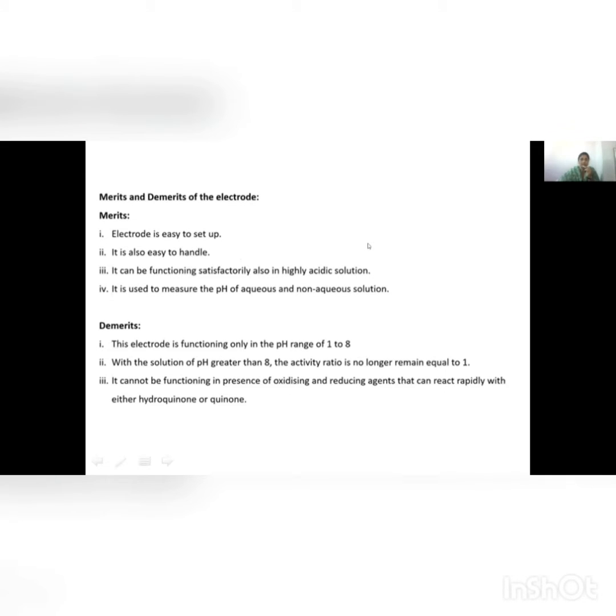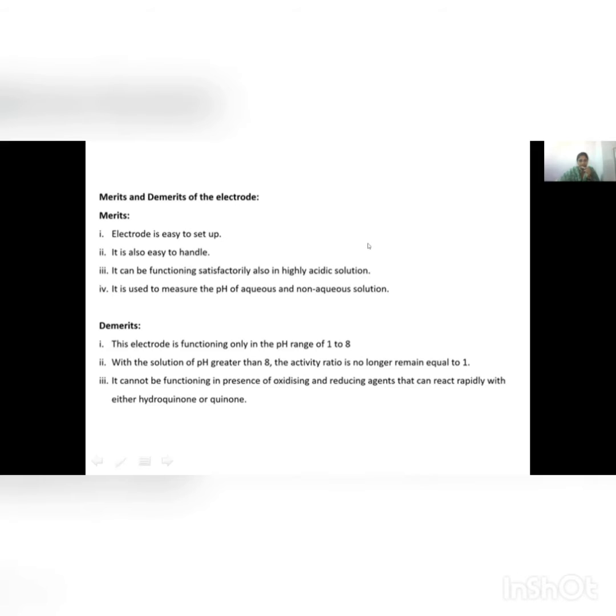So what are the merits and demerits of the electrode? Let's see the merits. The electrode is easily set up, and it is also easily handled. It can function satisfactorily even in highly acidic solution, and it is used to measure the pH of both aqueous and non-aqueous solutions.